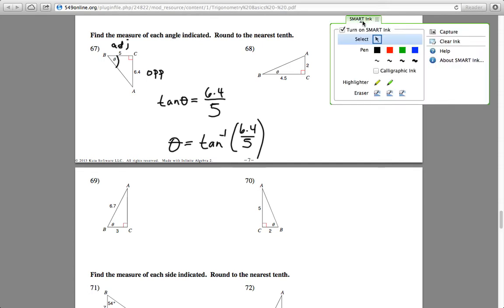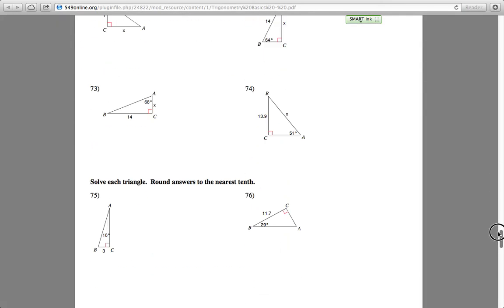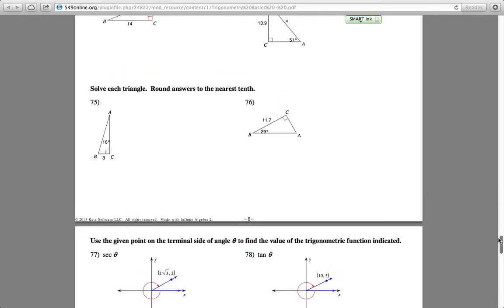How would you want the answer? Don't just say tangent equals 52 degrees. No. You say theta equals 52 point, round to the nearest tenth. 0.00. Okay? What are we rounding it to? Round to the nearest 0.1, nearest tenth.